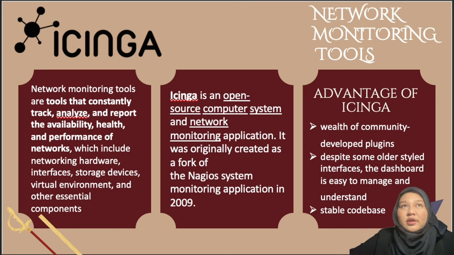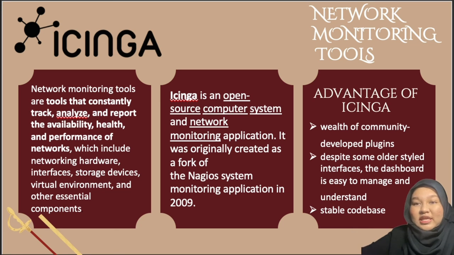Network monitoring tools are tools that constantly track, analyze, and report the availability, health, and performance of networks, which include networking hardware, interfaces, storage devices, virtual, environmental, and other essential components. Icinga is one of the network monitoring tools. Icinga is an open source computer system and network monitoring application. It was originally created as a fork of the Nagios system monitoring application in 2009. The advantage of using Icinga is a wealth of community-developed plugins, despite some older style interface, but the dashboard is easy to manage and understand for all users. And lastly, it uses a stable code base.